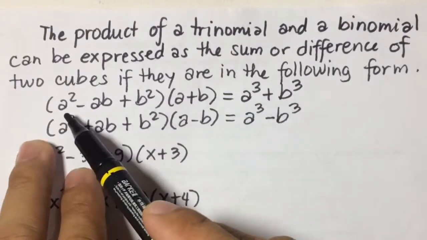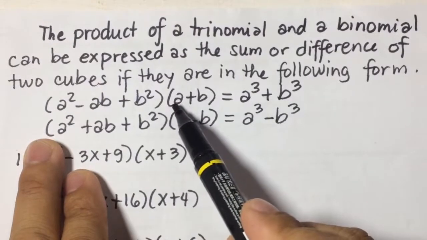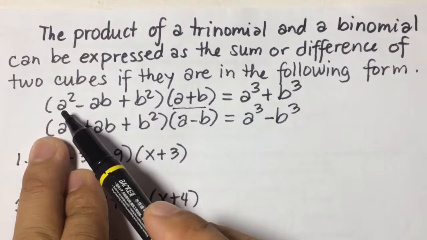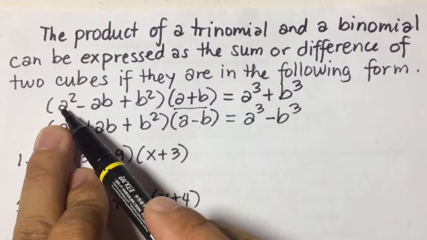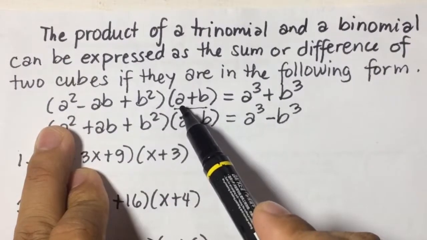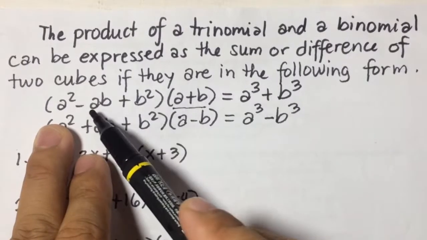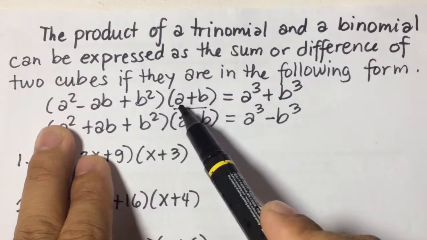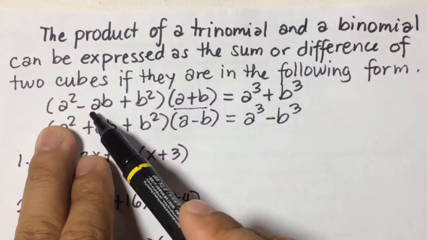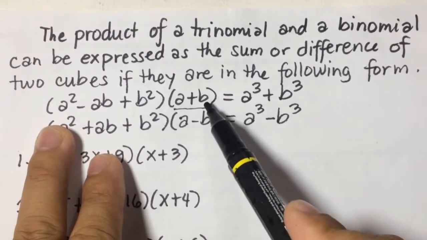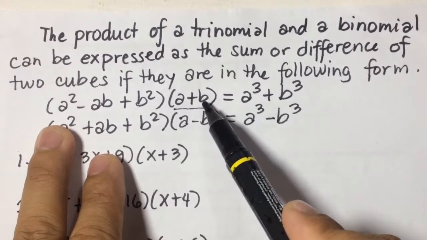So in here, you're going to look at the binomial. Now in the trinomial, you can observe that the first term here is just the square of the first term of the binomial, so a squared. Then the second term will be the negative of the product of the two, so negative of a times b. Then the third term here will be the square of the second term, which is b squared.